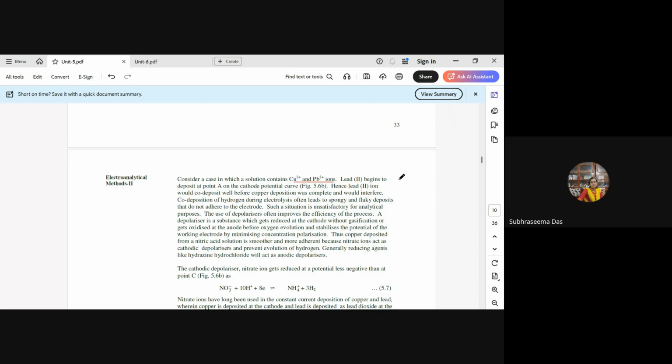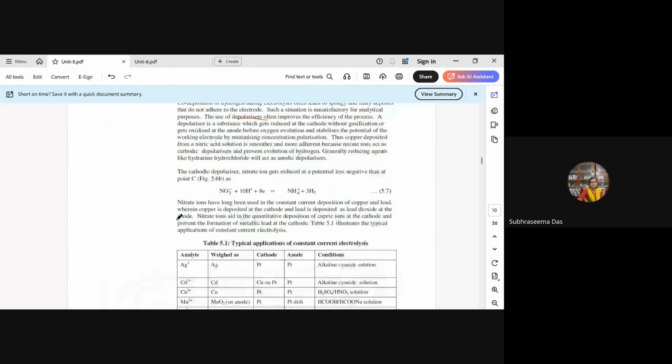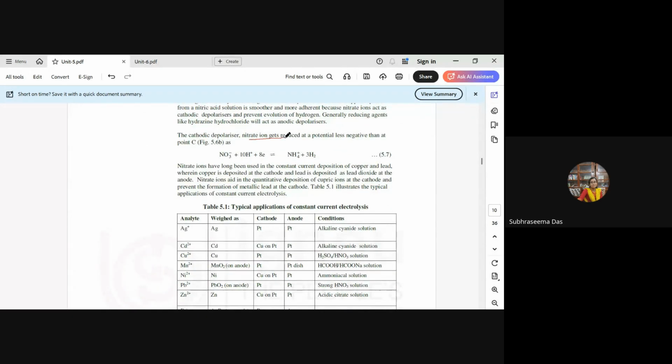So depolarizers have been used for such processes. A depolarizer is a substance which gets reduced at the cathode without gasification, or gets oxidized at the anode before oxygen evolution, and stabilizes the potential of the working electrode by minimizing the concentration polarization. Thus, the copper deposited from a nitric acid solution is smooth and adherent because the nitrate ions act as depolarizers. The cathodic depolarizer, nitrate ion, gets reduced at a potential less negative than at point C, as shown here.